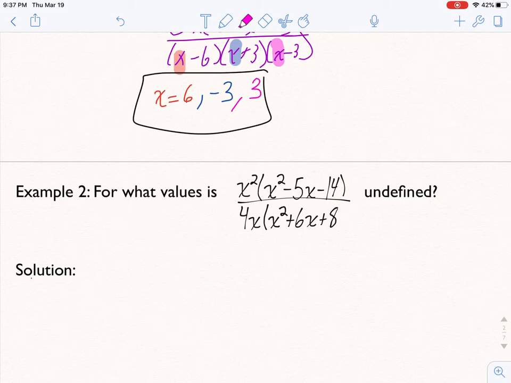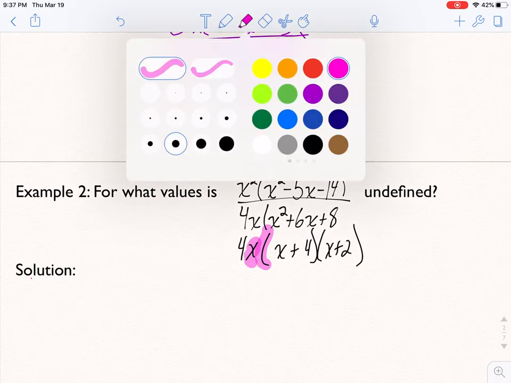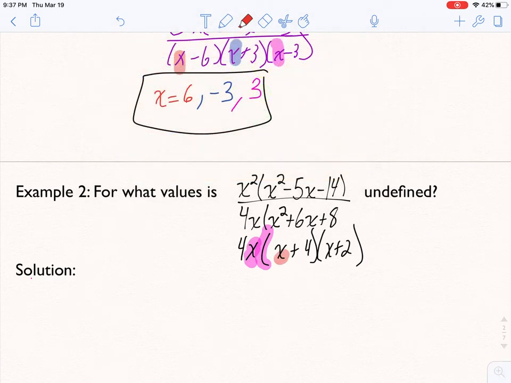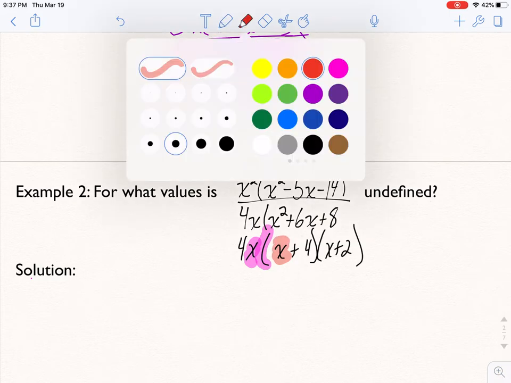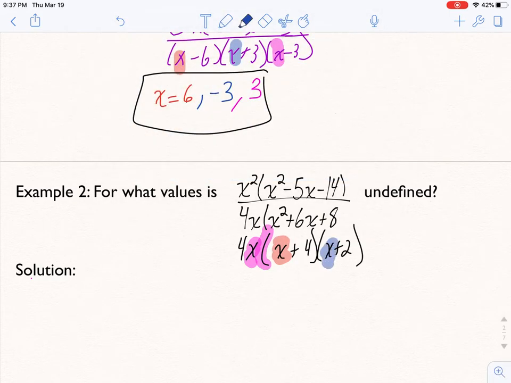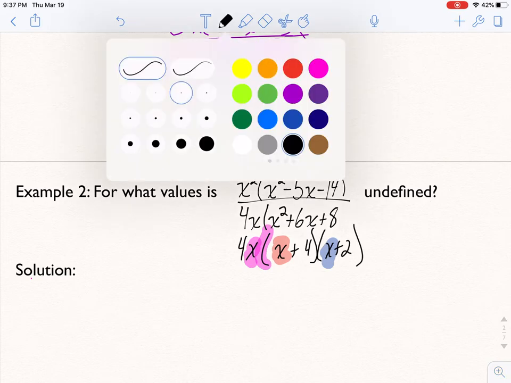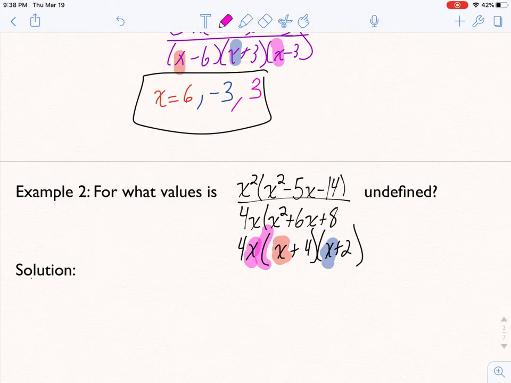Alright, so remember, all we care about is the denominator. If we're going to be undefined, it's in my denominator. So I'm going to go ahead and factor my denominator. And I got this 4x out front. So again, I've got 3 x's. In my pink x, I've got 4 times x.